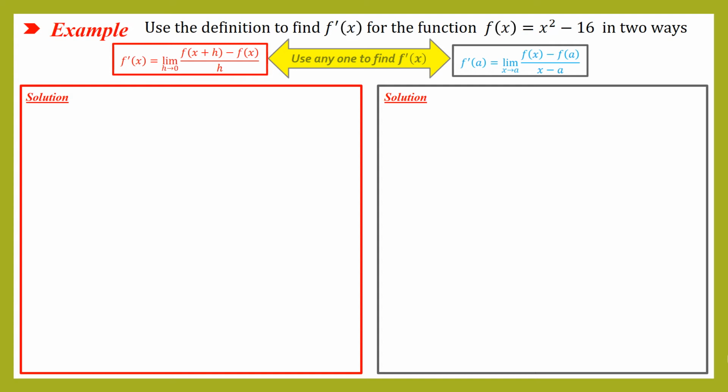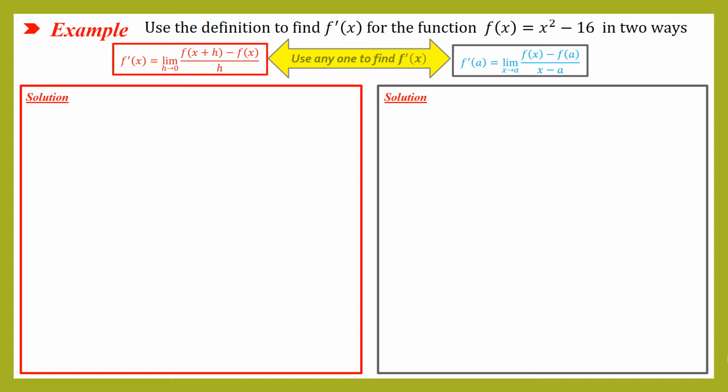Hi everyone, in this video you have to find the first derivative of the function x squared minus 16 in two ways. So we have two definitions for the first derivative, the red one and the blue one, and you have to know these two definitions. They are very important. Sometimes you have to use one of them only in some questions. We will deal with these examples later.